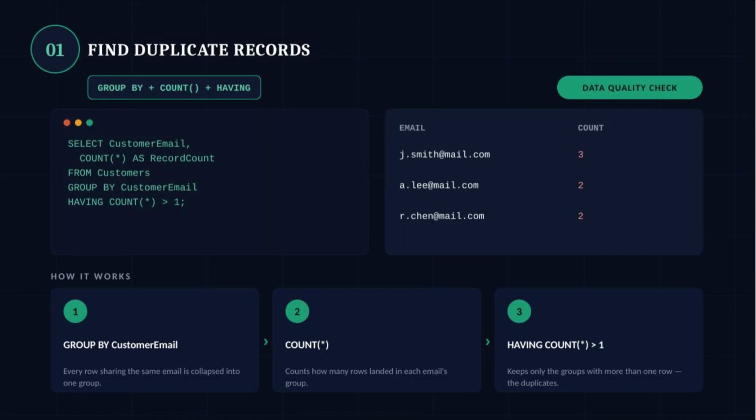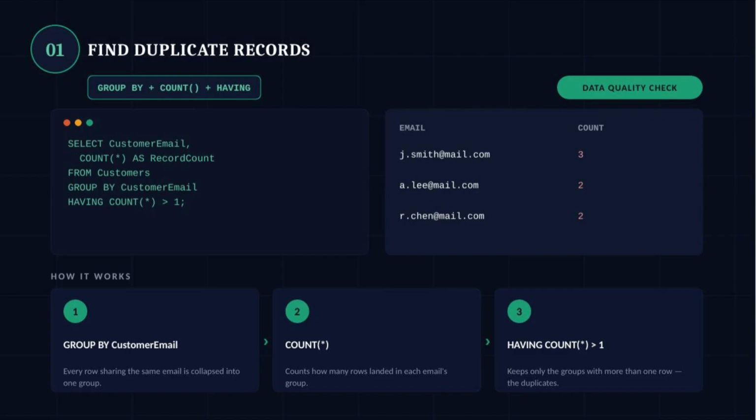Finding duplicate records. This is one of the first things you should check whenever new data lands in your pipeline, because duplicate rows silently corrupt your metrics. Double-counted revenue, inflated user counts, broken joins downstream. Here's how the query works, step by step.